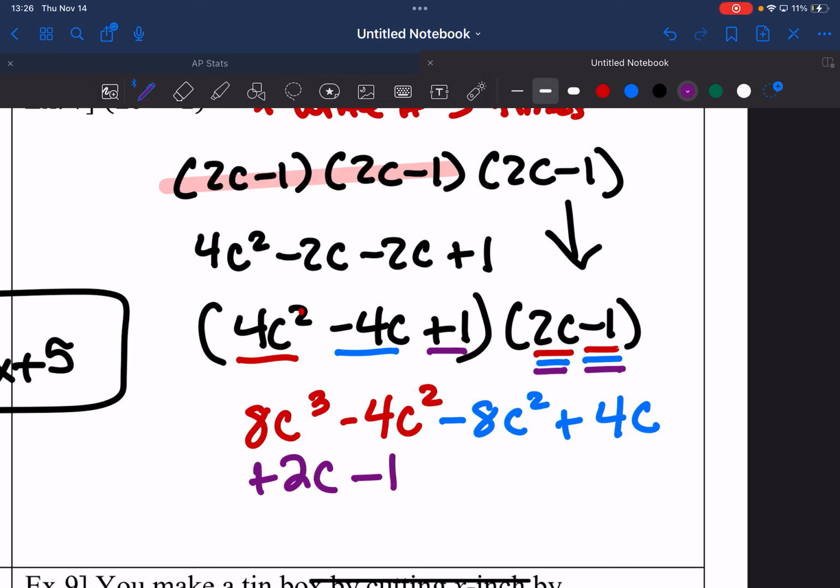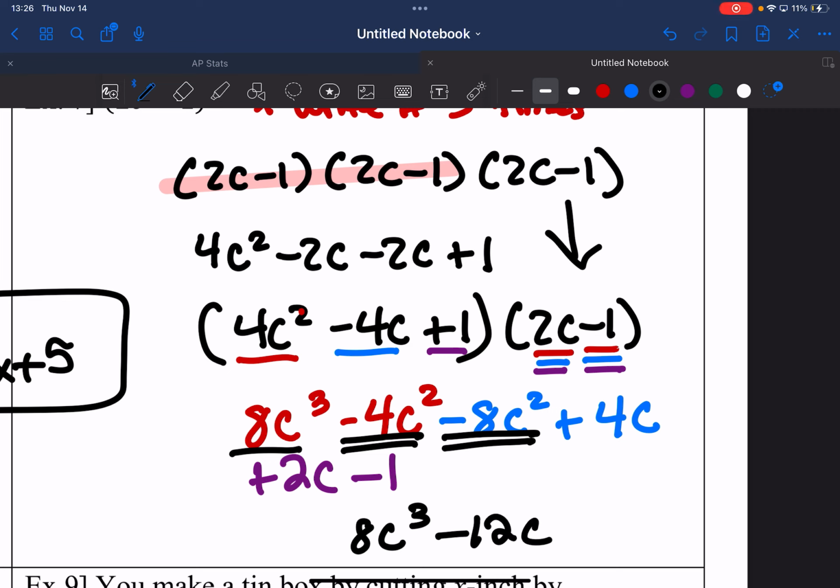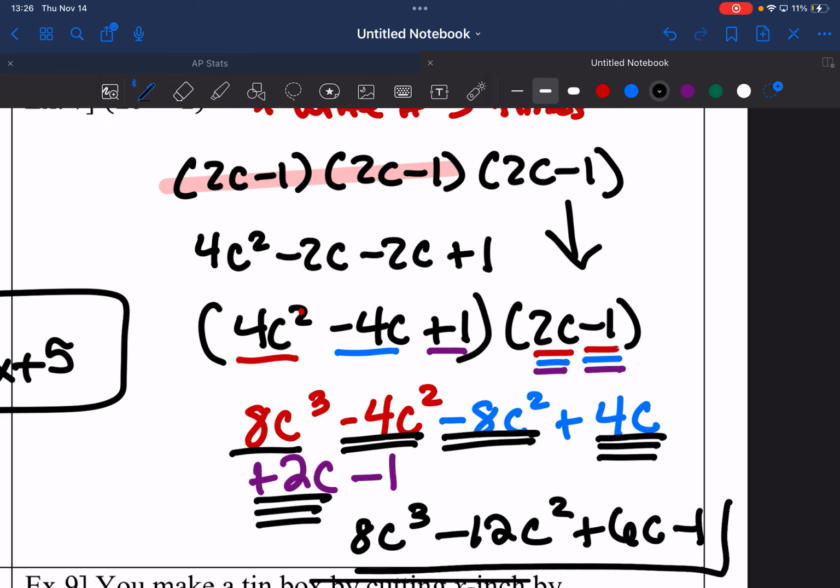Then I'm going to combine like terms. So I have 8c cubed all by itself. And then I have negative 4c squared and negative 8c squared, which is negative 12c squared. And then I have 4c and 2c, which is 6c, and then the minus 1. That's my answer.